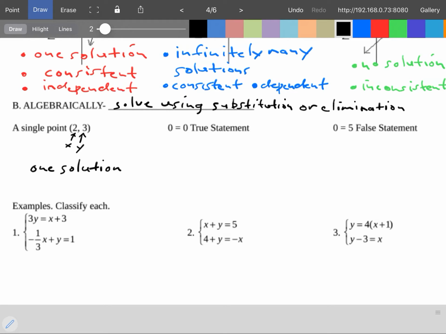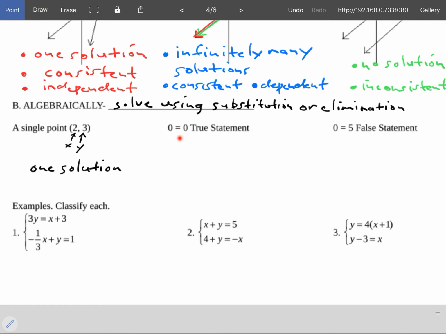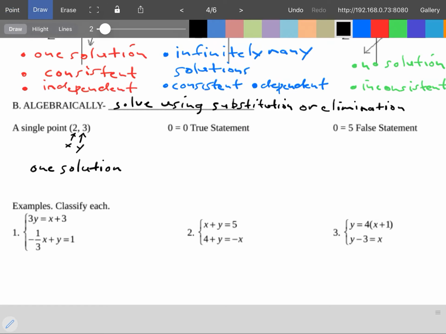Well, if you're solving one of these problems for the middle case here, either by substitution or by elimination, and all of a sudden all the variables cancel out, and you end up with a number equal to itself, like right here, 0 is equal to 0, that's a true statement. So if you end up with a true statement, then you know there are infinitely many solutions. So for this one, I'm just going to write IMS. And what I mean by that is infinitely many solutions.